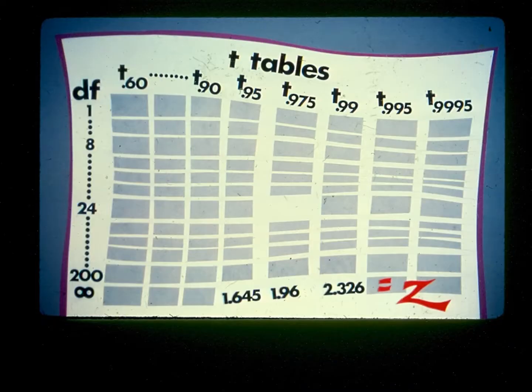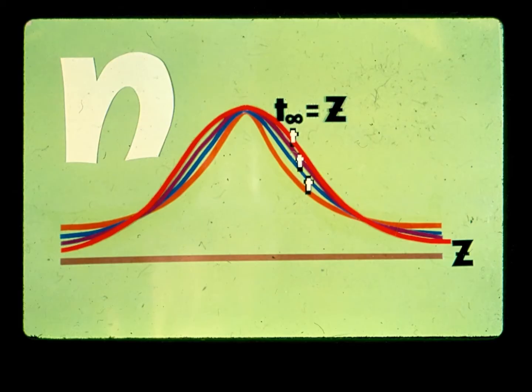In fact, it turns out that any percentile of the t-distribution with infinity degrees of freedom is the same as the corresponding percentile of the z-distribution. Or in other words, the z-distribution is equivalent to the t-distribution with infinity degrees of freedom. Thus, as indicated here, the 95th, 97.5, and 99th percentiles of t with infinity degrees of freedom give the same values as the respective percentiles of the z-distribution.